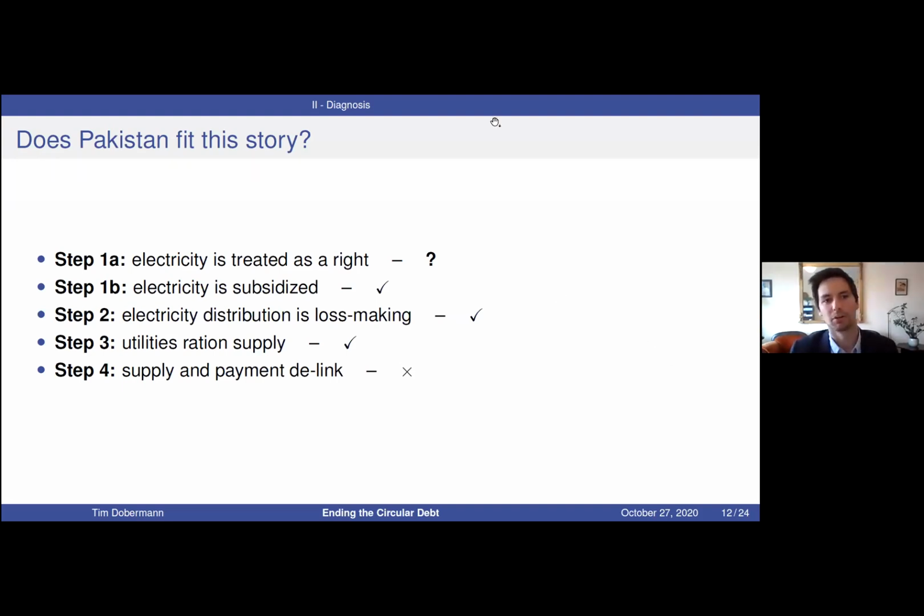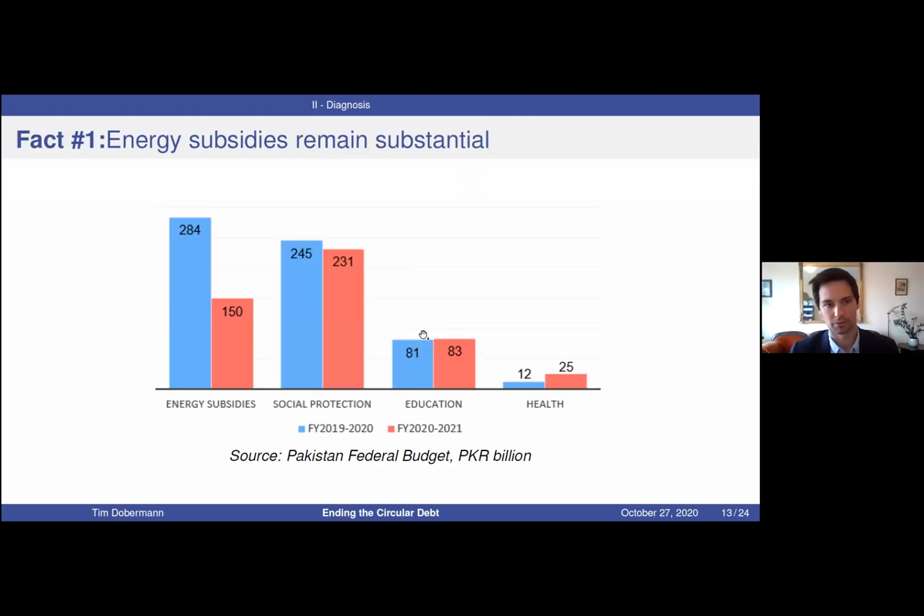So I'll very quickly now just throw some descriptive statistics and facts about the current situation in Pakistan and how I interpret some of these thoughts in the context of these dynamics that I've laid out. So the first fact, and this is just from the federal budget, is that energy subsidies remain substantial. They are coming down significantly, but if you look at the size of energy subsidies, this includes petroleum, the size of these subsidies are very large, even relative to social protection or education expenditures.